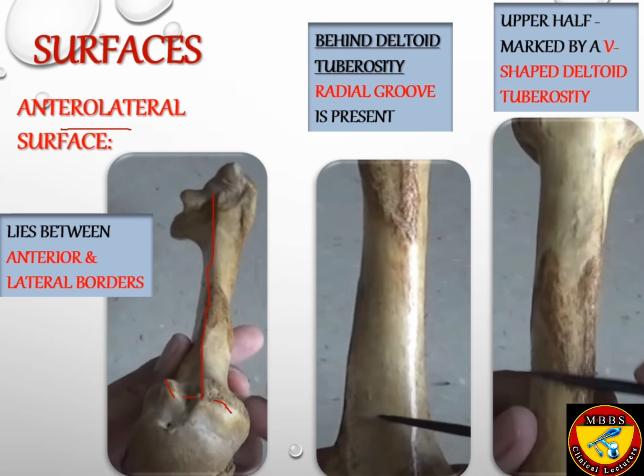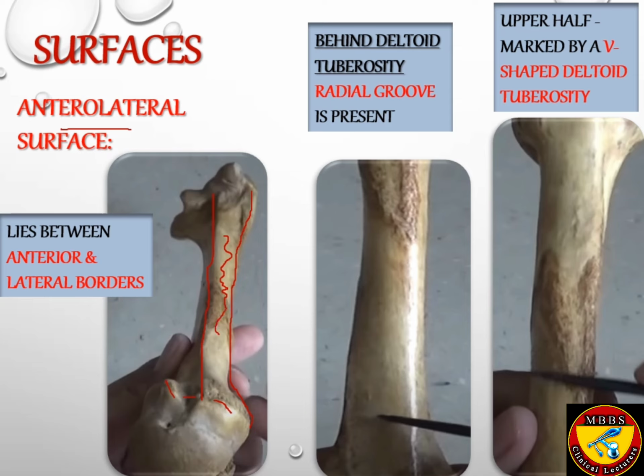Posterior end of the greater tubercle. From the posterior end of the greater tubercle, and at the lower end it forms the lateral supracondylar ridge. Now this surface which is in between the anterior and lateral border, this is the anterior lateral surface.